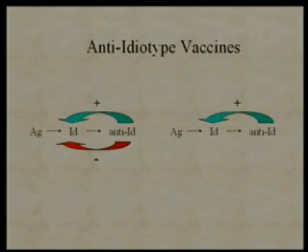So, why would you want to do this? Why not just inject antigen? Well, if the antigen is particularly toxic or dangerous to administer, this is an alternative approach, to inject the anti-idiotype. So there's a lot of interest in trying to develop these anti-idiotype vaccines as a way of getting around the fact that we can't always inject the antigen because it may be too toxic.